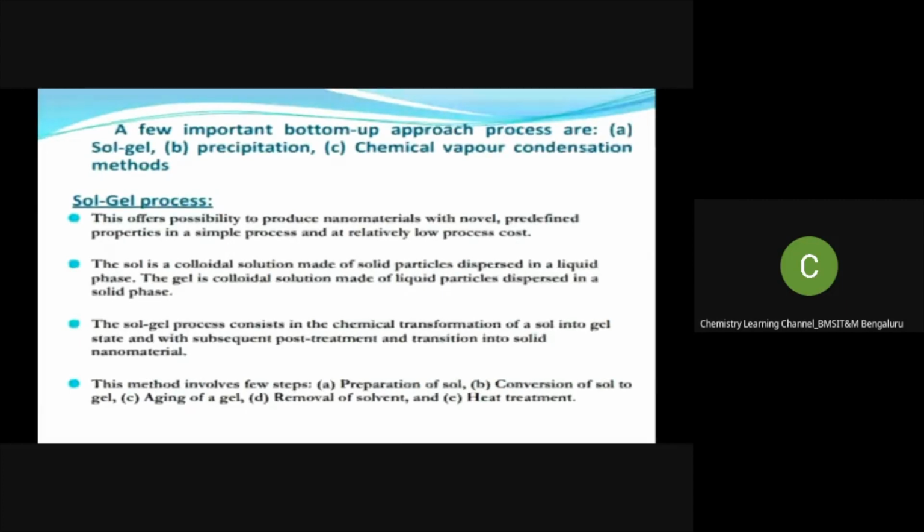Sol is nothing but the colloidal solution made up of solid particles dispersed in liquid phase, whereas gel is the colloidal solution made up of liquid particles dispersed in solid phase. So the sol-gel process consists of chemical transformation of the sol into gel state with subsequent post-treatment and transition into solid nanomaterials. This method involves a few steps like preparation of the sol, conversion of the sol into gel, aging of the gel, removal of the solvent, and heat treatment. Let us discuss in detail.